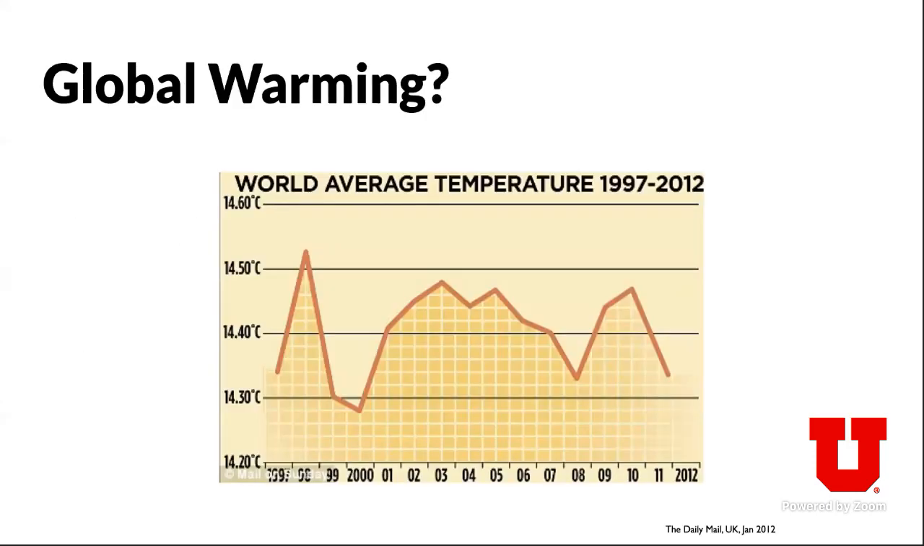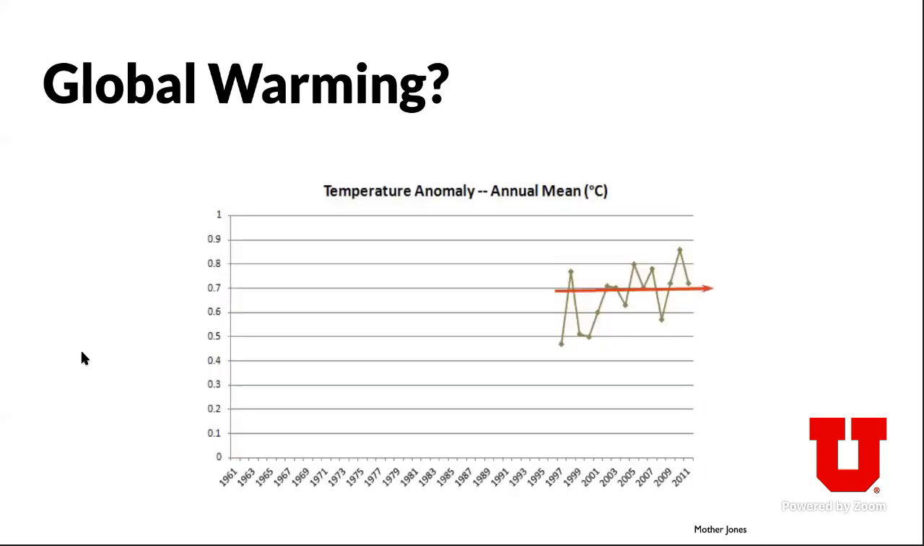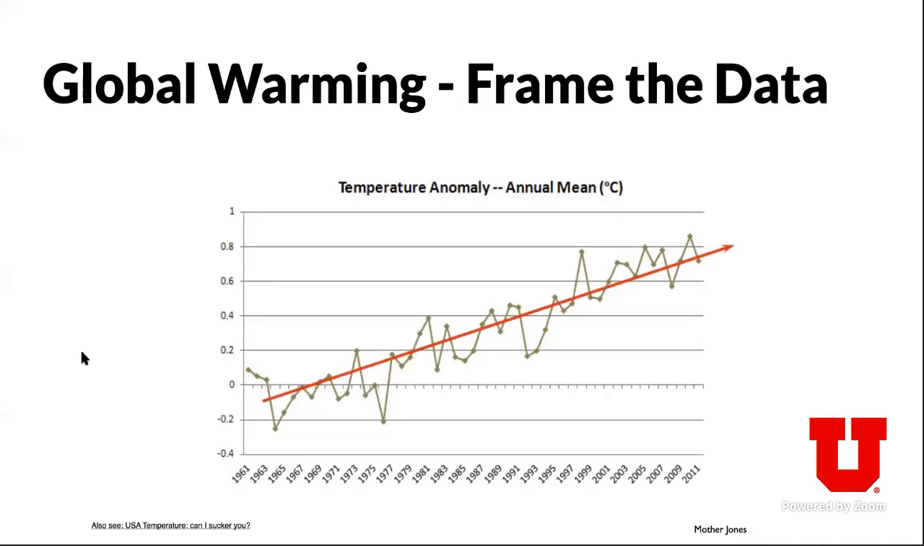Here's another example about global warming. In this chart, it looks like the world average temperature between 1997 and 2012 didn't seem to be rising, right? So maybe global warming isn't a thing. But if we frame this a little bit broader, we see that there is a slight linear trend. And if we take an even bigger picture, we can see that this trend is much more pronounced.